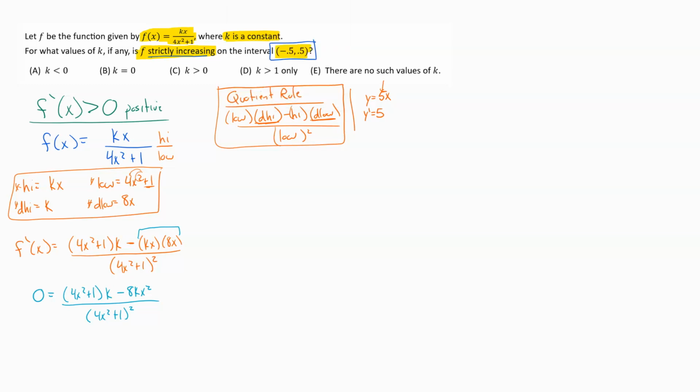The first thing I'm going to do when I work an algebra problem like this is multiply by this chunk that's on the bottom. I'm going to take advantage of that 0 on the other side to get myself a little less math to work with. So I'm going to multiply both sides by 4x squared plus 1 squared. On the left side, 0 times anything is 0, and I love it. Then I bring it back together and I've got 4x squared plus 1 times k, and then minus 8kx squared.